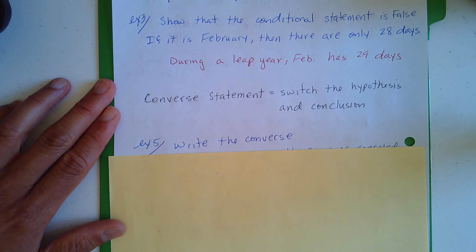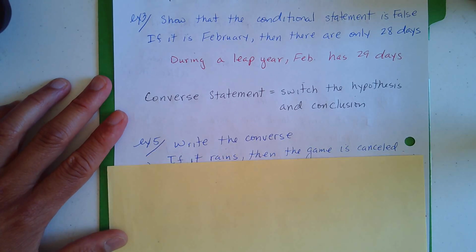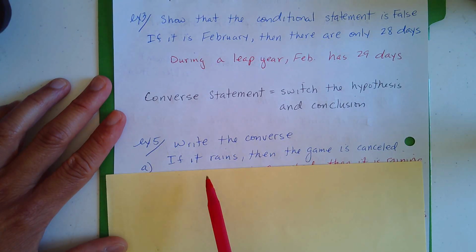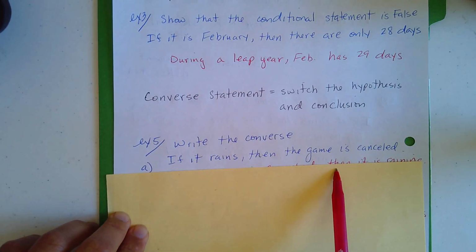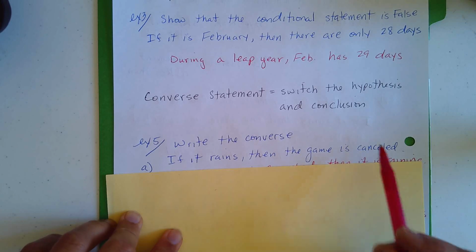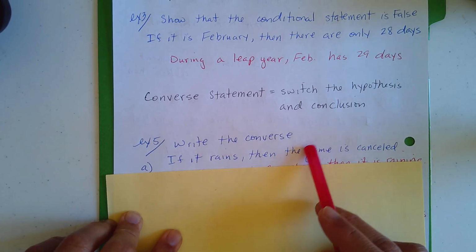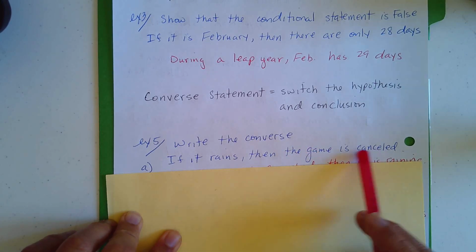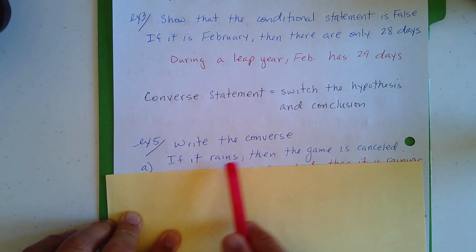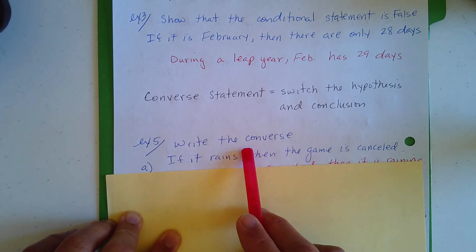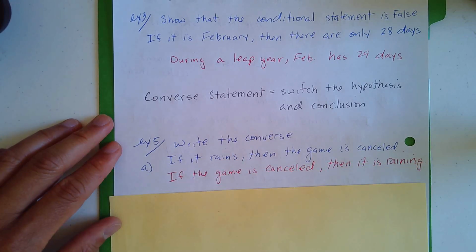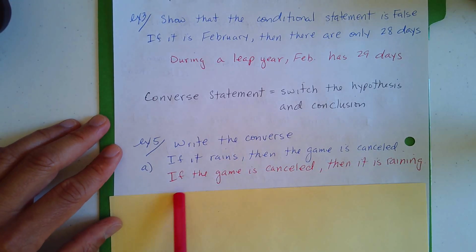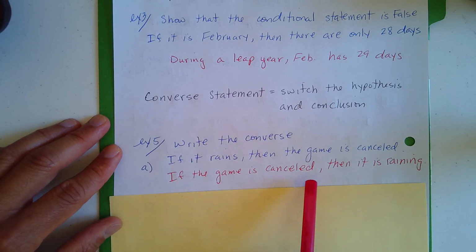Example 5, write the converse. So this is, I think, what we had in example 1. If it rains, then the game is canceled. So what you're going to do is you're going to switch. You're going to get this part right here, the hypothesis, move it in front of the if, and then you're going to take this part right here and switch it to the conclusion. So now here is the converse. If the game is canceled, then it is raining.